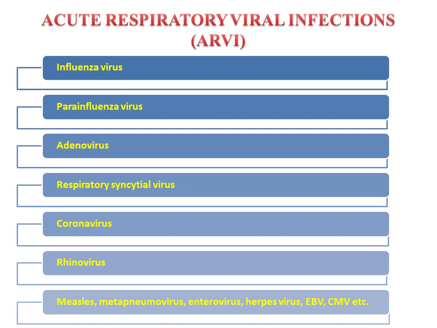So acute respiratory viral infections, or ARVI, include influenza virus, parainfluenza, adenovirus, respiratory syncytial virus, coronaviruses, as well as some other viruses like rhinovirus, as well as measles, metapneumovirus, enterovirus, herpes virus, Epstein-Barr virus, cytomegalovirus, and many other viruses. But we are going to discuss the most important of them.